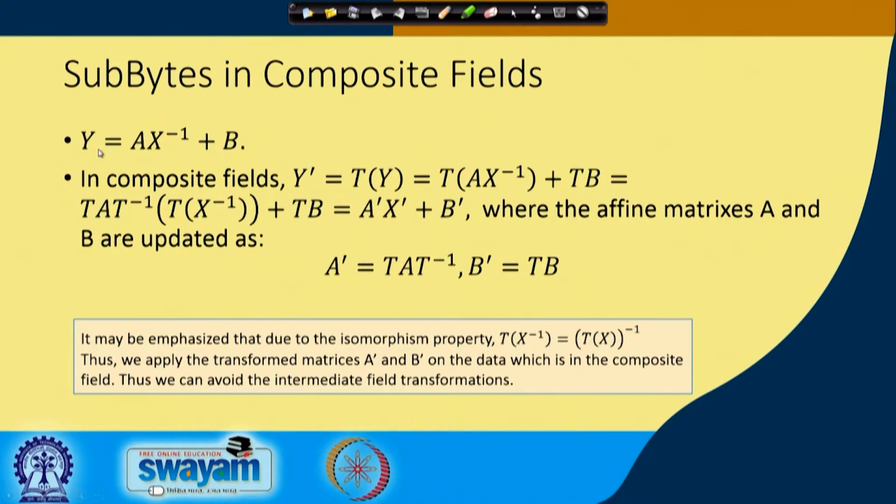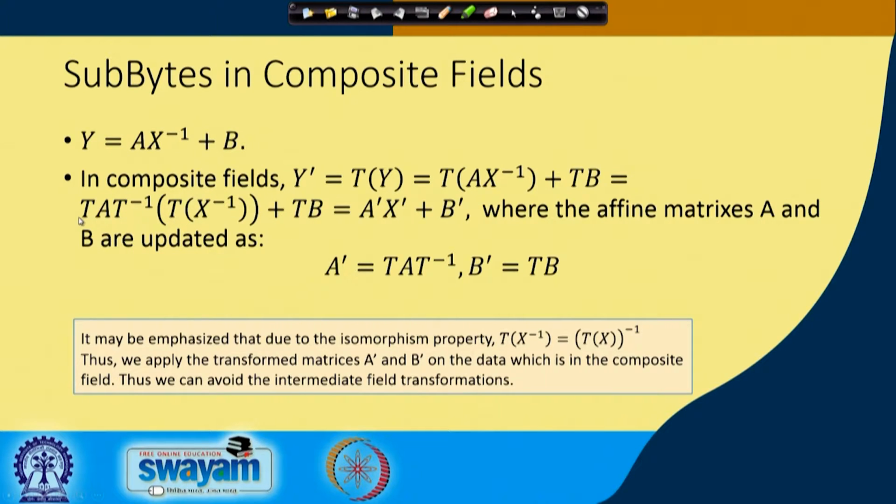If I apply the transformation from GF(2^8) to the composite field, say GF((2^4)^2), by the mapping T or the matrix T, then essentially we know that y' is equal to T y. So, we apply T on both sides of this equation. We get T A x inverse plus T b, that is T has been applied to both A x inverse as well as b. Now, we can easily write T A x inverse as T A T inverse multiplied with T x inverse. Note that T inverse with T is I, the identity matrix, plus T b.